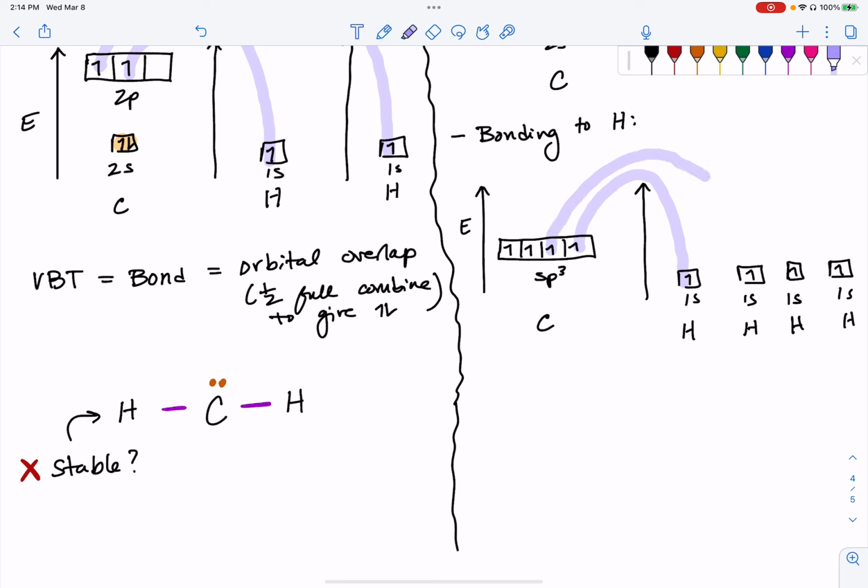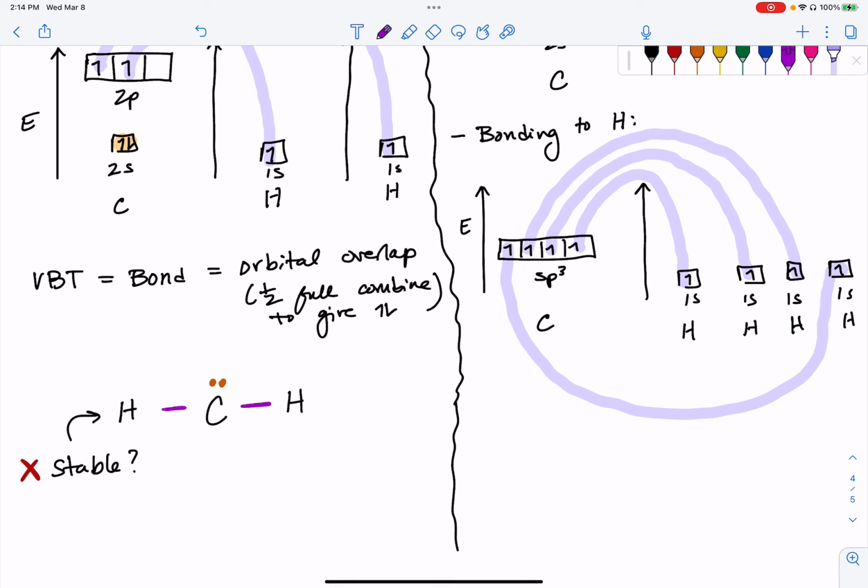Creating not one, but two, three, four orbital overlaps. So these are our overlapping half-full orbitals that form a spin pair, which we call in valence bond theory a bond, specifically a sigma bond.